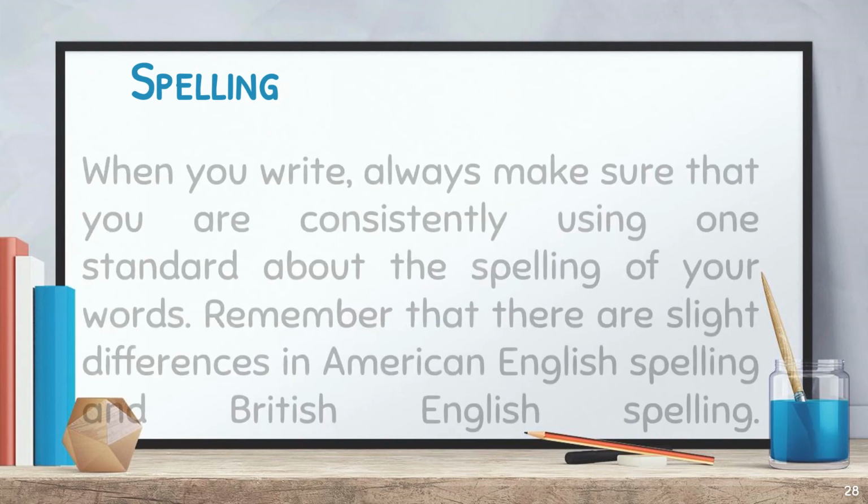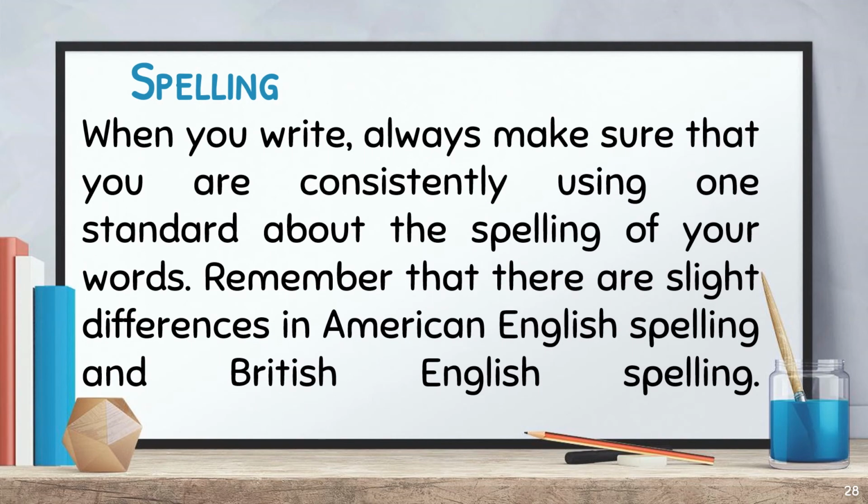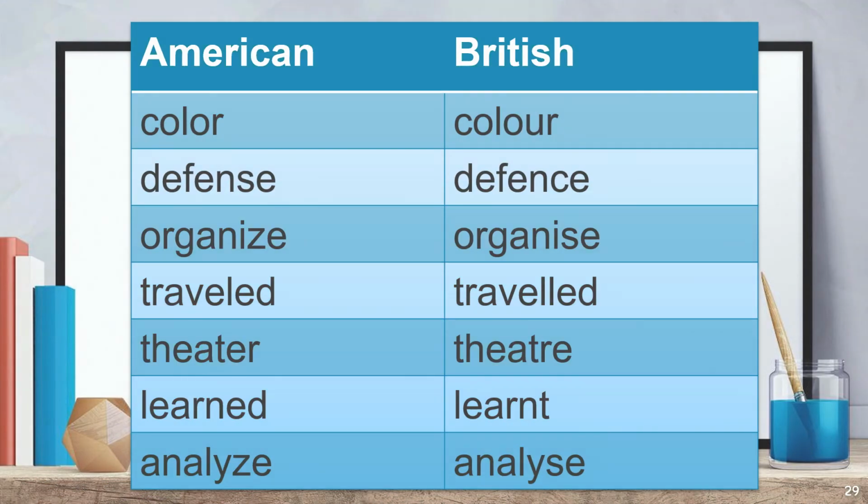First, we have spelling. When you write, always make sure that you are consistently using one standard about the spelling of your words. Remember that there are slight differences in American English spelling and British English spelling. Take a look at these words. Before writing, think of your target audience. Whether you write using the British or American spelling, it is important to be consistent in spelling. If you are unsure of the spelling of a word, consult a dictionary or a spell checker.